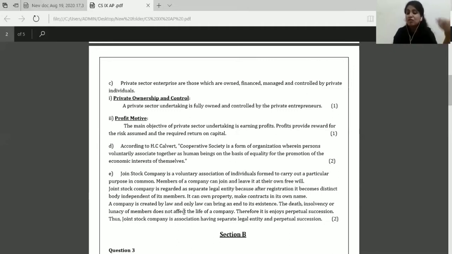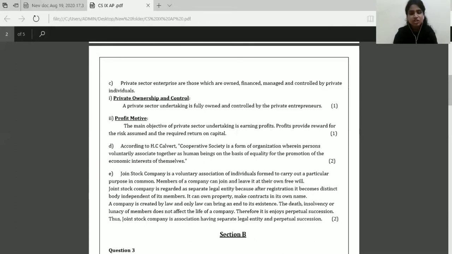Also, students, you have to summarize this. Whenever a statement is asked in a question and you have to explain it, you explain the terms, you explain the statement, and in the end, you justify that thus joint stock company is an association having separate legal existence and perpetual succession. That is how you justify your statement, which has to be there compulsorily at the end of the answers to these kinds of questions. So if you've kept all of this in mind and written your answer accordingly, then you have earned your 2 marks.